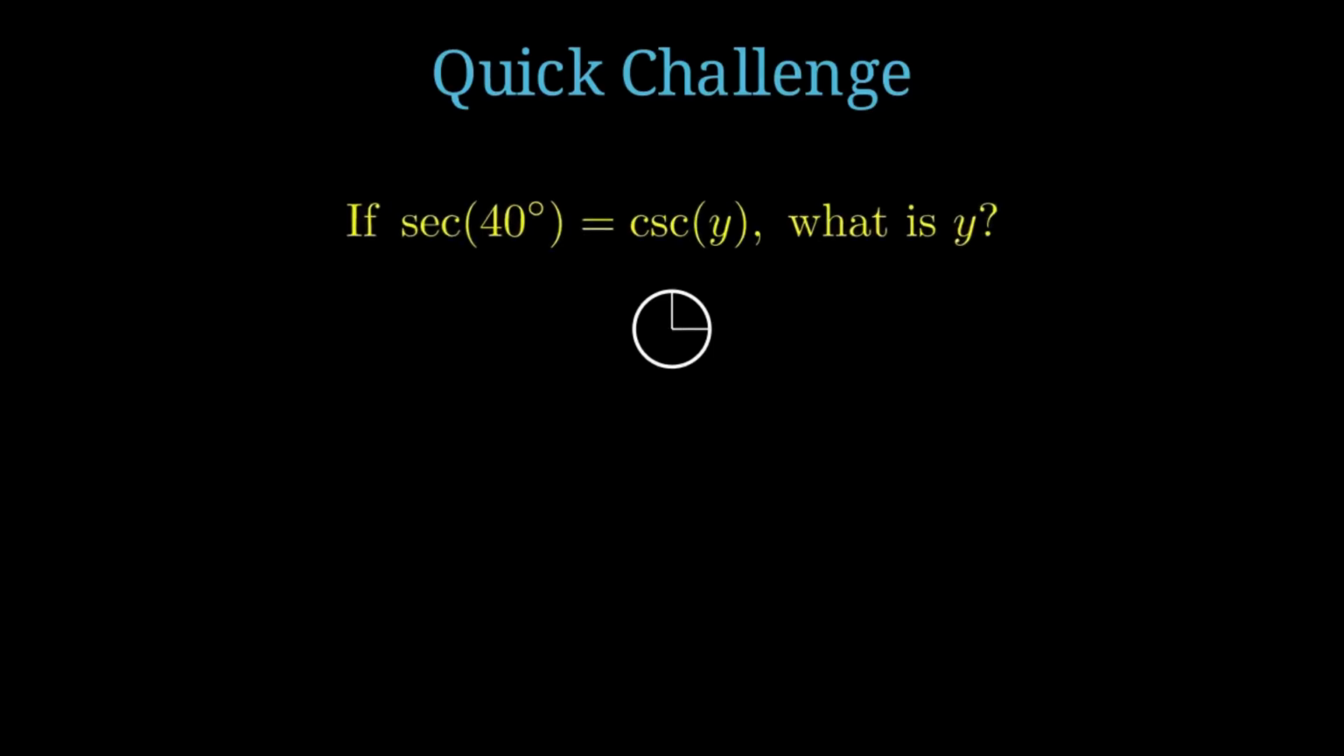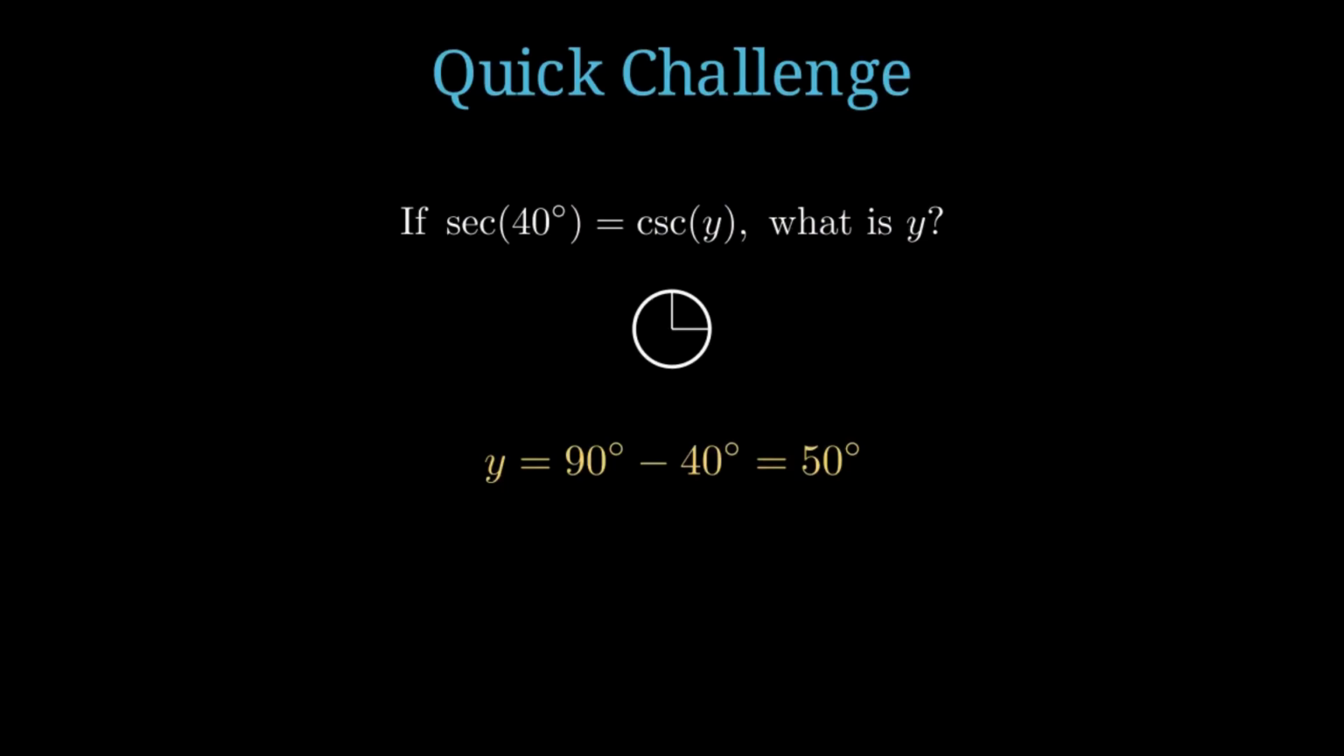Here is a quick challenge: if secant of 40 degrees equals cosecant of y, what is the value of y? Since they are cofunctions, y must be 90 minus 40, which is 50 degrees.